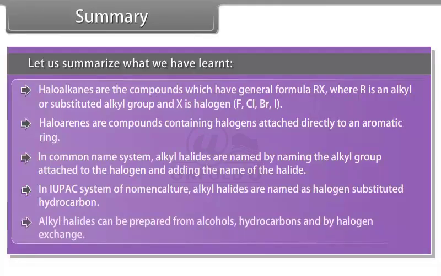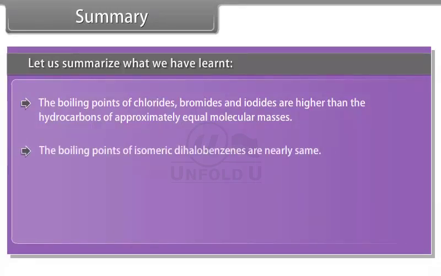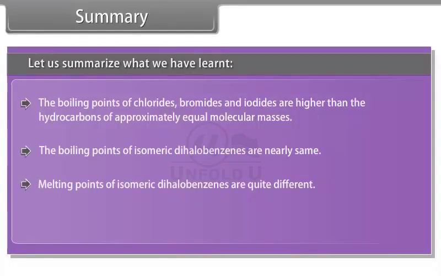Alkyl halides can be prepared from alcohols, hydrocarbons, and by halogen exchange. The boiling points of chlorides, bromides, and iodides are higher than the hydrocarbons of approximately equal molecular masses. The boiling points of isomeric dihalobenzenes are nearly the same. The melting points of isomeric dihalobenzenes are quite different. The haloalkanes are only slightly soluble in water.